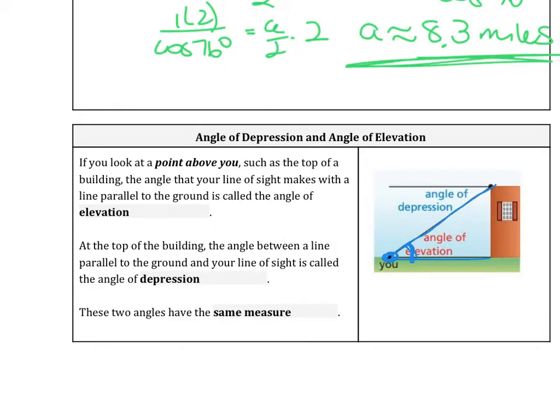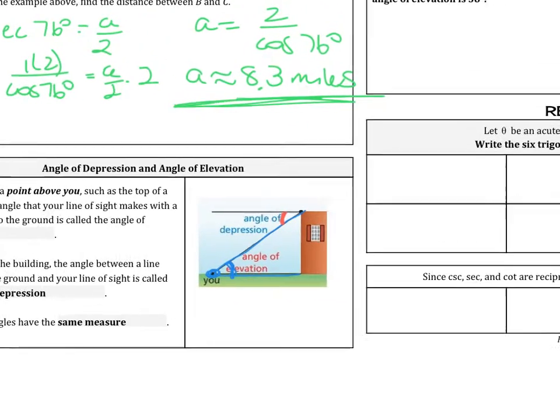At the top of the building, the angle between a line parallel to the ground and your line of sight is called the angle of depression, okay? So these two angles have the same measure. If you remember, two parallel lines cut by a transversal, alternate interior angles are congruent, okay? So hope you remember that.